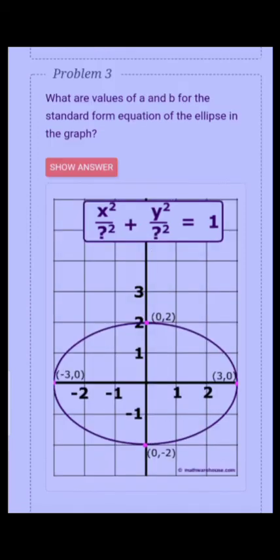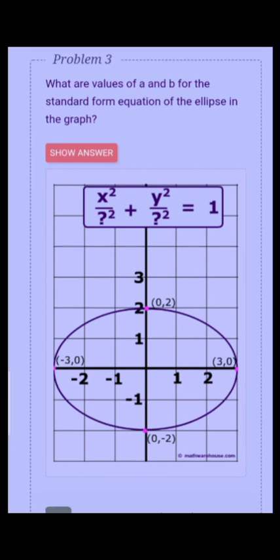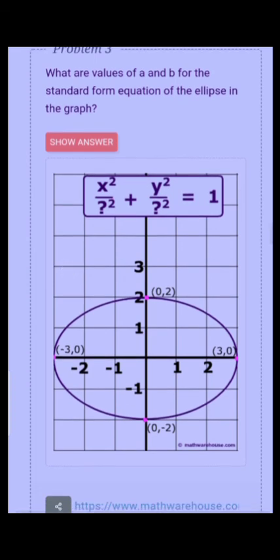In problem 3, we have the graph of a horizontal major axis ellipse. We have 3 units from the origin in our major axis. So that must be x squared all over 3 squared plus y squared all over, in our minor axis, we have 2 units, so that must be 2 squared.